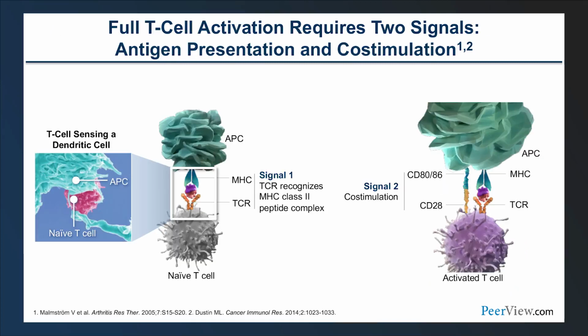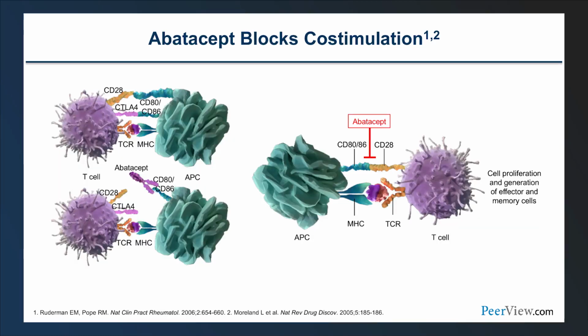Abatacept is a co-stimulation blockade inhibitor. It functions by blocking signal 2 between CD28 and CD80/86. You can see it here in cartoon form, where because it blocks this critical co-stimulation signal, it can dampen cell proliferation and generation of effector and memory cells.